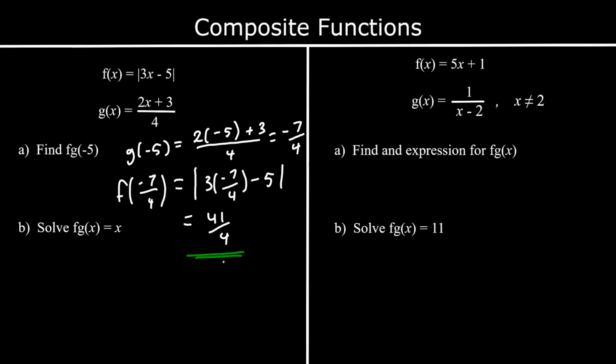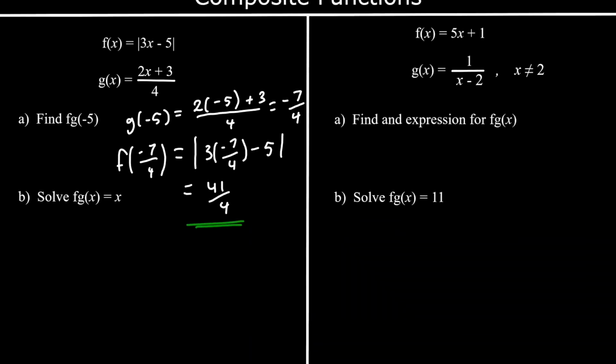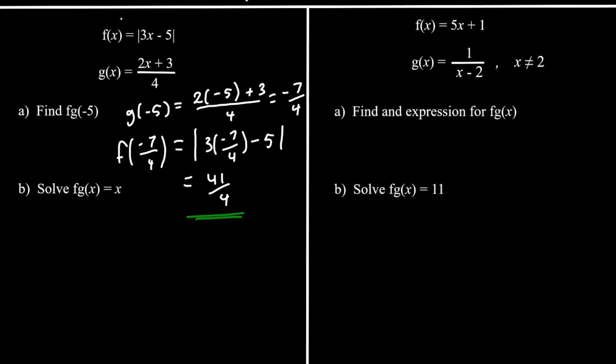And solve fg of x equals x. So our function fg of x equals x, that's an equation. We're just going to solve it. So we're going to put g into f. So we've got the modulus of 3 times 2x plus 3 over 4, minus 5, all in the modulus, equals x. So we're just going to solve this equation.